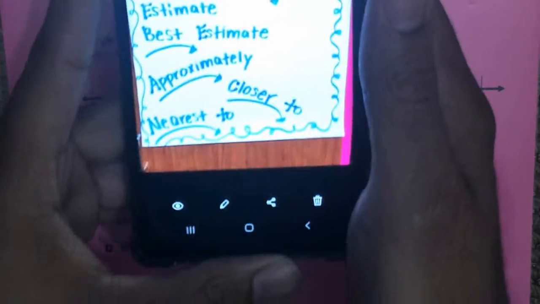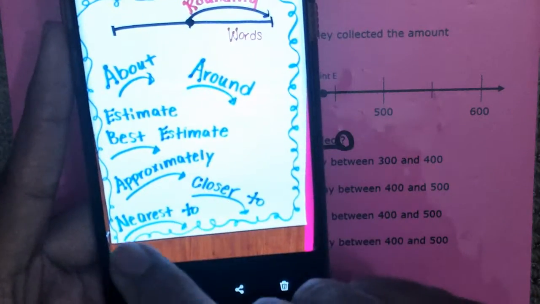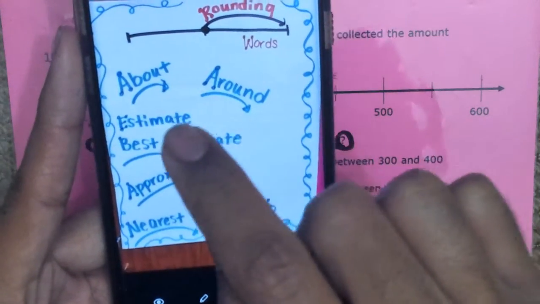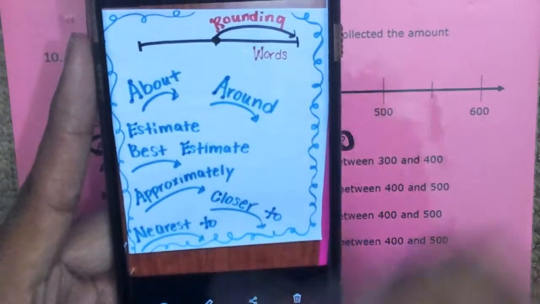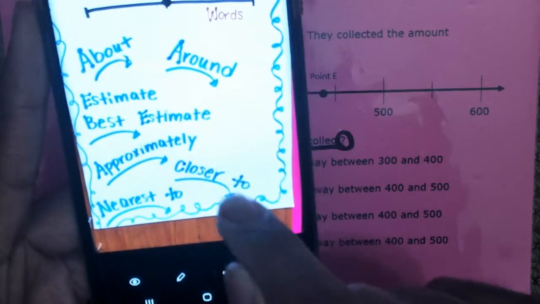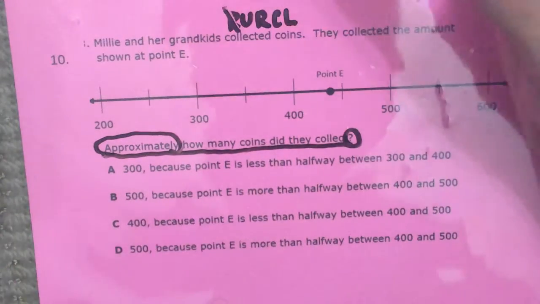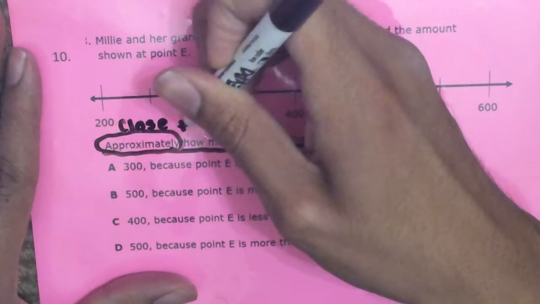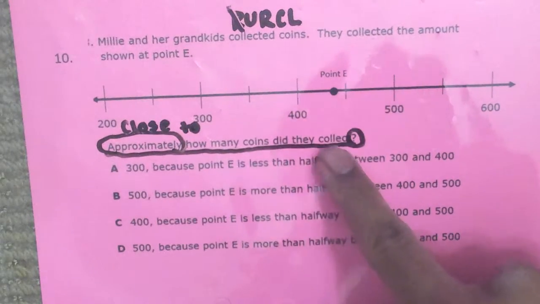If we look at our rounding words anchor chart, approximately is the same thing as nearest to, closer to, estimate, best estimate, about, around, nearly. All of these are rounding words, and all of the rounding words mean the same thing. They all mean closer to. So I'm going to circle approximately, and I'm going to write close to. So approximately how many coins did they collect?